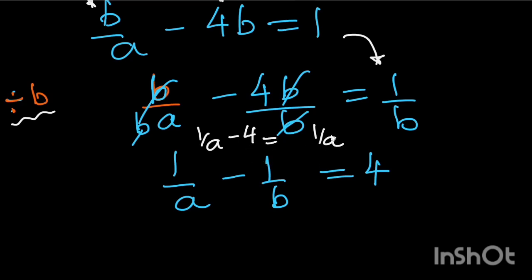In the next step, we will take 1 by b on the left hand side, minus 4 on the right hand side. We would be left with 1 by a minus 1 by b, whose value they asked in the question, and it came out to be 4, guys. So 4 is the answer.